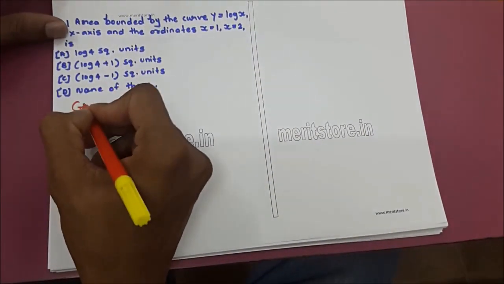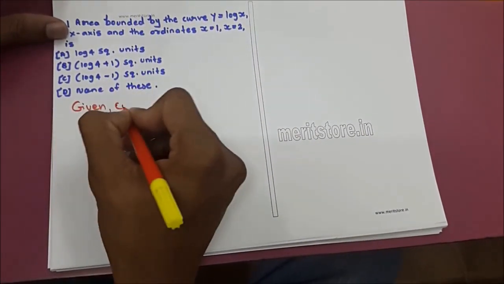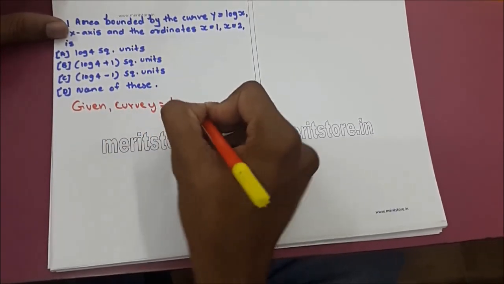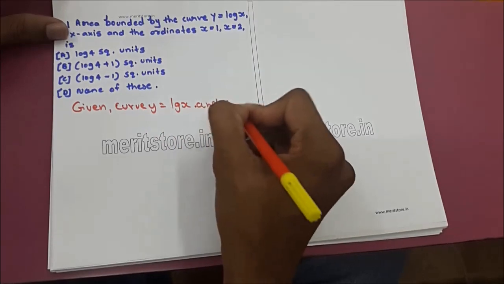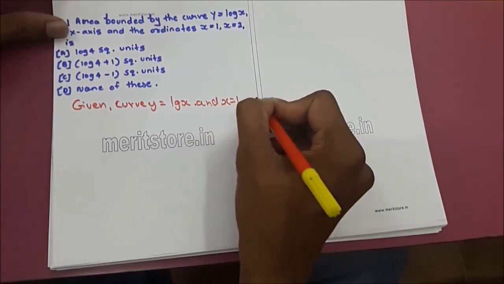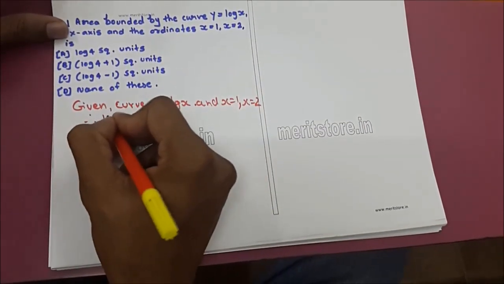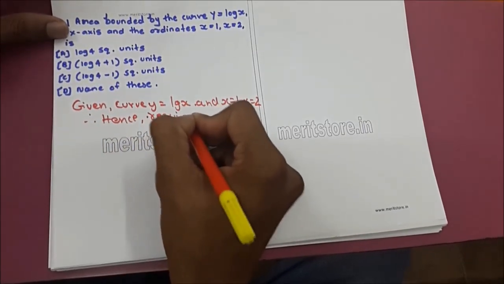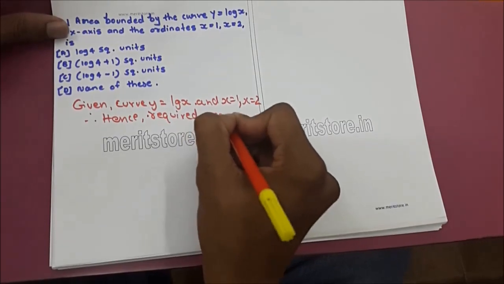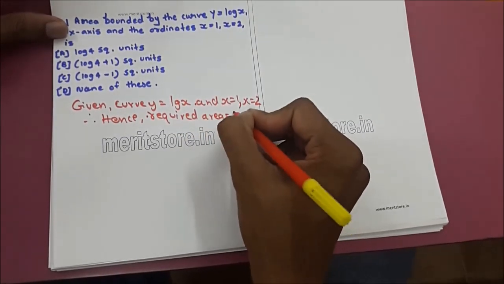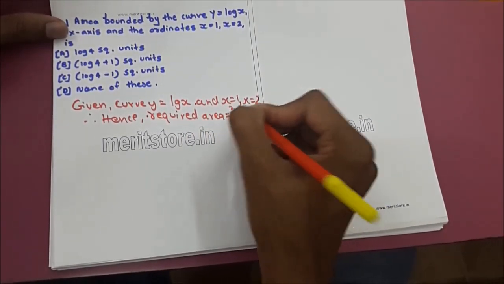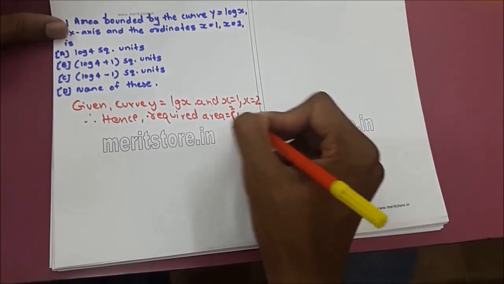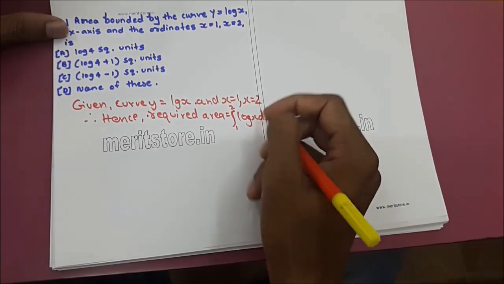Given the curve y equals log x, and x equals 1, x equals 2. Hence, the required area can be given as the integral from 1 to 2 of log x dx.